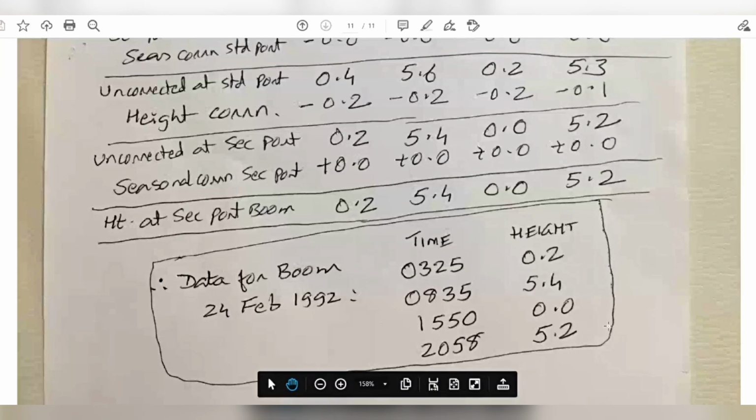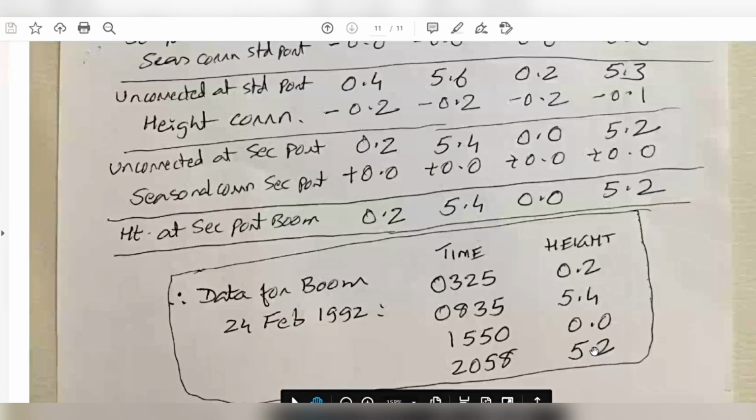So next part is 1800. They are saying, what is the height of tide at 1800 at Boom? So you can see 1550 is 0, 2058 is 5.2. So 1800 will definitely be between 0.0 and 5.2, and it's a rising tide. That means left side of the curve. So try and understand, 1800 is between this low water and high water. It is a rising tide.